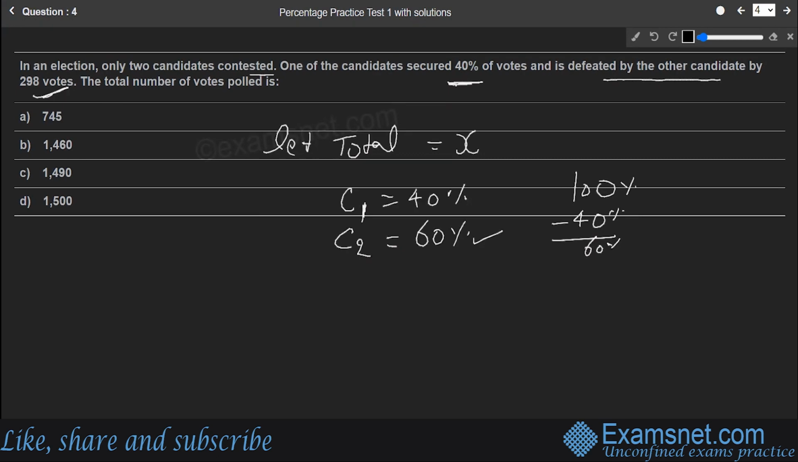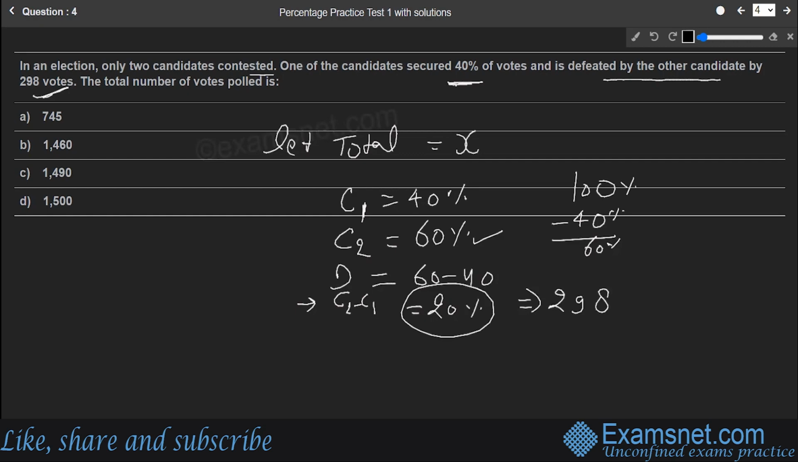Then he says he is defeated by the other candidate by 298. Defeated by means the difference of the votes. One can be defeated by a certain number of votes, that means the difference of the votes is that much. How much is the difference of the votes? We can clearly find it out. That is C2 minus C1, 60 minus 40. That is nothing but the difference of the votes is 20% of the total.